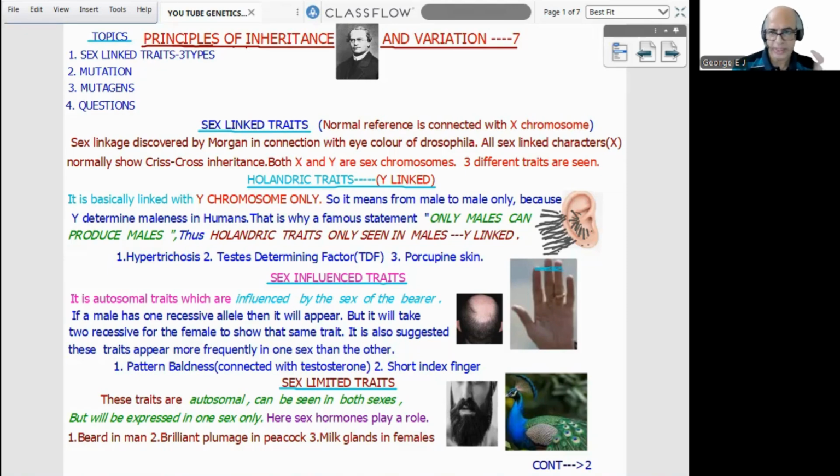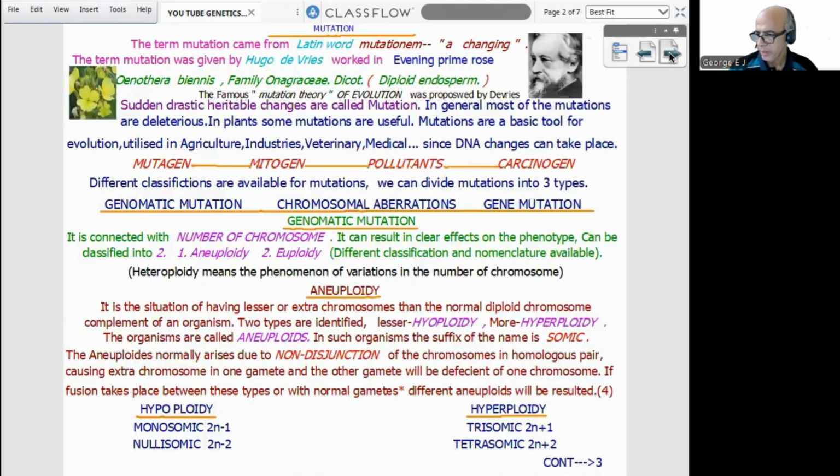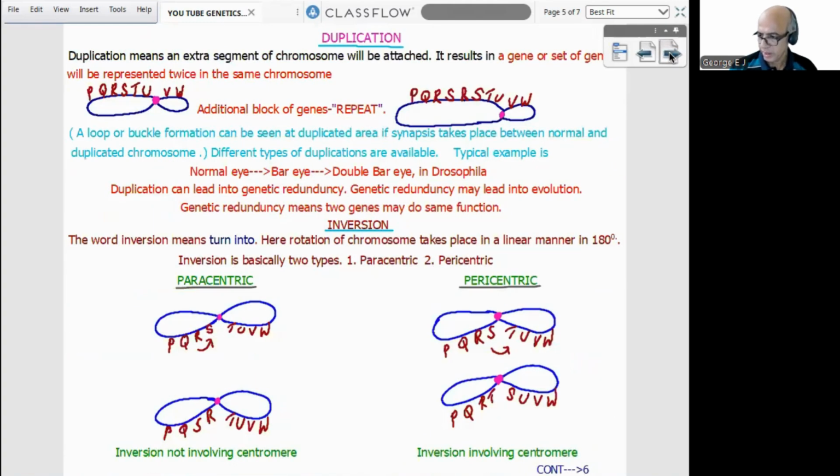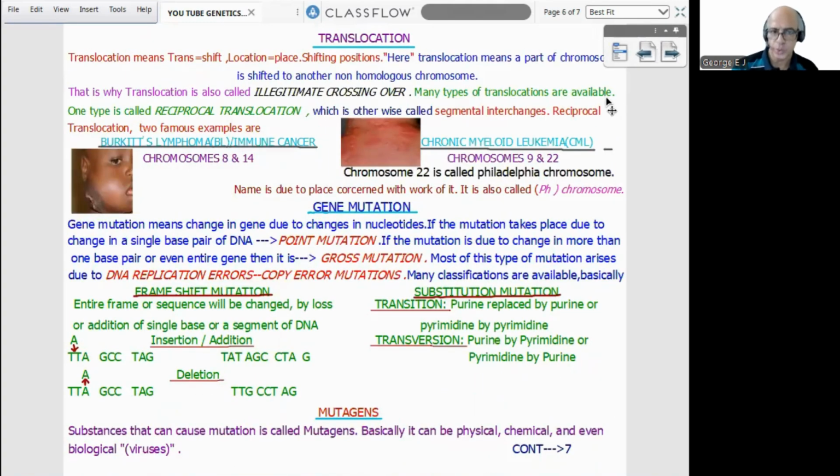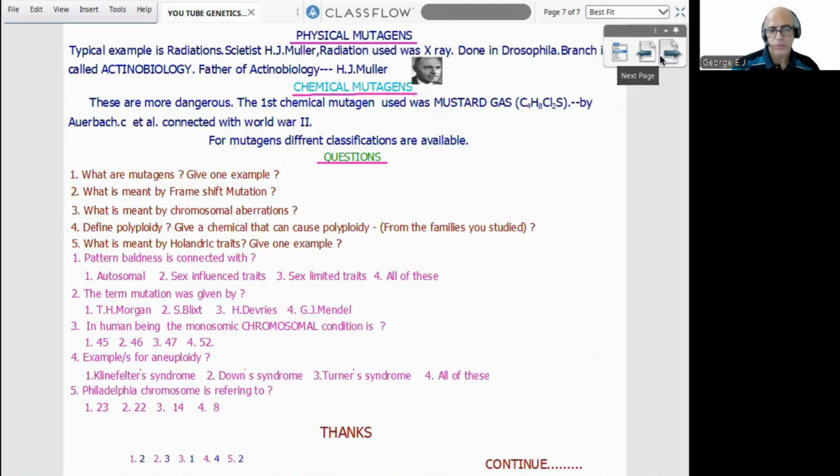All mutations are important. From the exam point of view, theory and runs, I told you it is a little bit important. That is why I thought it is better to give a separate episode, then only can we share the maximum. Then mutagens, then physical mutagen, X-rays, then scientist, organism, then the branch is called, then chemical mutagen, mustard gas, Auerbach et al. Different classifications are not needed. After that, 5 theory questions, 5 NEET model questions with the key. Here it is, the key, hoping that is clear.